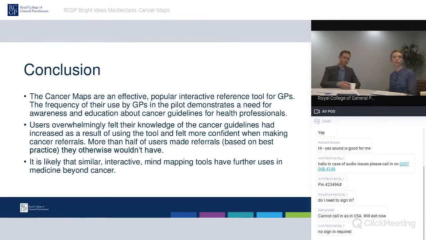I suppose thinking about the conclusion, it's clear that the cancer maps have been effective and a really popular interactive tool with the GPs that you piloted it with. And actually the frequency of use demonstrates the need for awareness and education around the change in the guidelines and how they can be used effectively. And I can see that users overwhelmingly felt their knowledge had increased. And as you talked about, that 53% who'd made referrals that they wouldn't have otherwise, that's incredibly powerful.